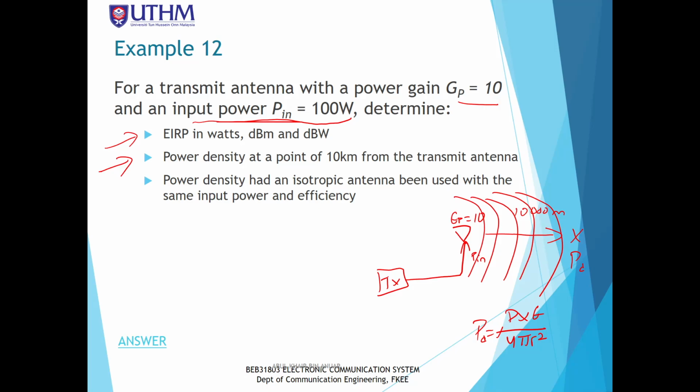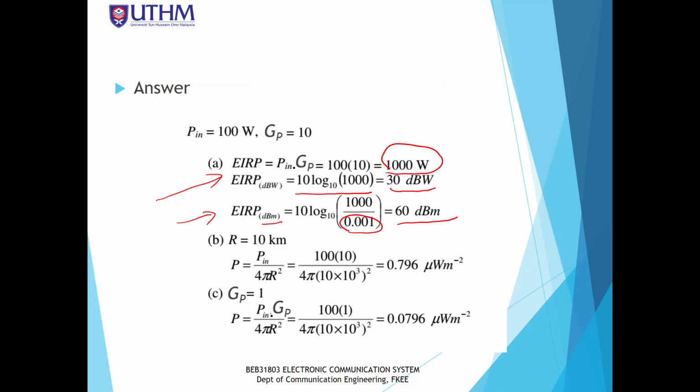So in this case, P input is multiplied with GP. So power density is equal to P input multiplied with power gain, which is actually EIRP, divided by 4 pi r square. Remember, r you must put in terms of meter.